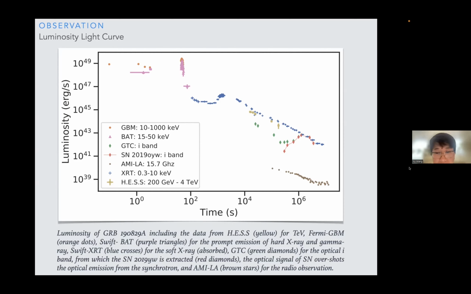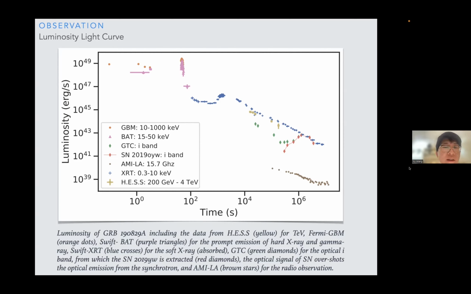And then below, we can see the blue one, the longest one, which is the X-ray. So we can see the X-ray is parallel to the HESS, and also almost parallel to the optical. So optical, very high energy, and X-ray, their light curves are almost parallel. Also the radio is parallel.